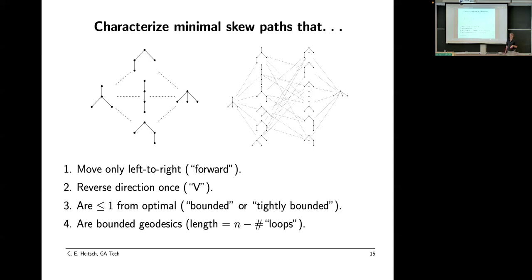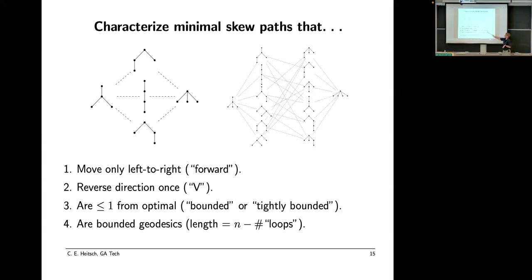Then I'm going to answer the question of, well, I'm allowed to reverse direction exactly once. So I can move right to a certain point. I usually think about up and down, but on slides it ends up being left and right. So I can move right to a certain point, and then I have to reverse myself and move left, or vice versa. So those are the V paths.